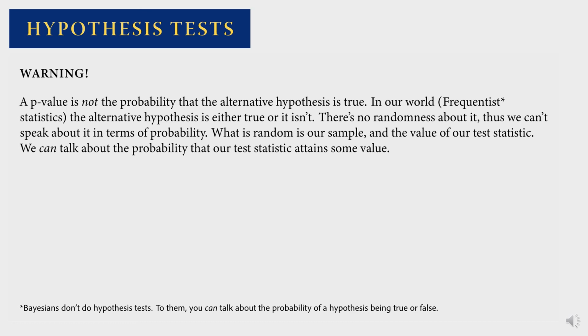Under the frequentist interpretation of probability, the null hypothesis is either true or it's not. There's nothing random about it, so there's no probability associated with it. To a frequentist, it would be an abuse of the language to talk about the probability of a null hypothesis being true or false. And this is where frequentists and Bayesians fundamentally disagree on things. Because to a Bayesian, you can talk about probabilities concerning parameters.